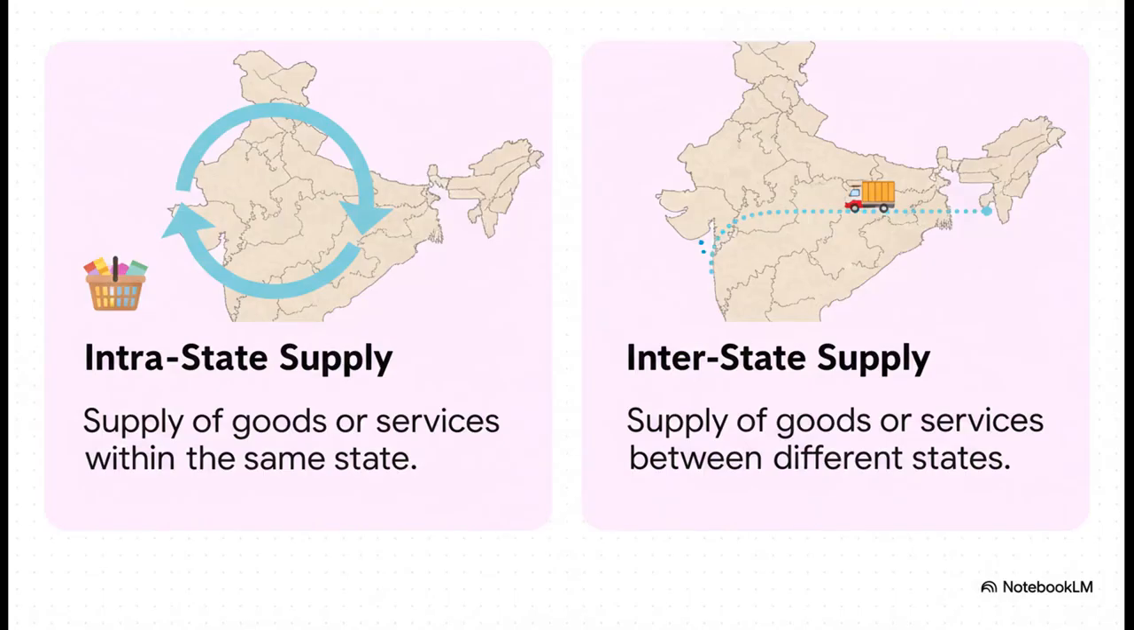So how does that tax get shared? Well, it all comes down to one simple factor, geography. Is the transaction happening inside a single state? That's called intrastate. Or is it crossing state lines, which makes it an interstate supply?